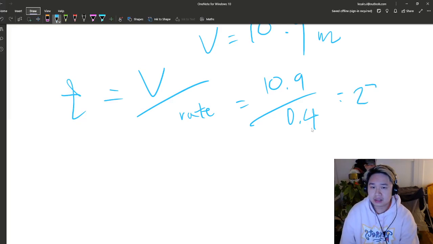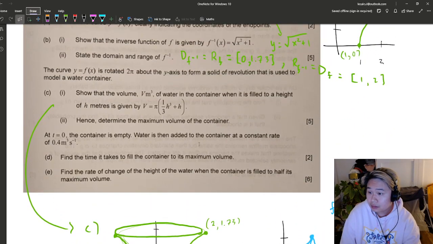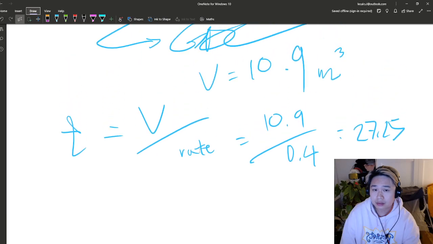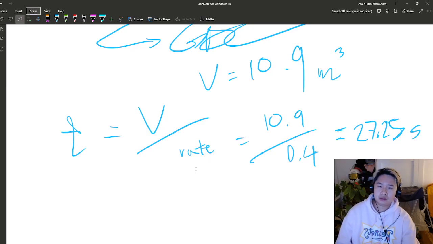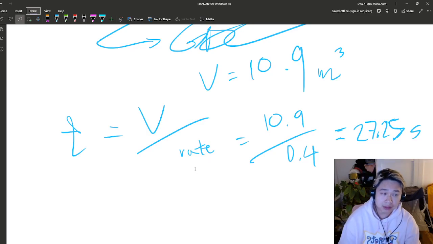Okay, 27.25. And what's the units? Seconds? Okay, and then this is an exact answer, so I don't necessarily need to round it to 3 significant figures. But you could, and I don't think they'll take off marks for it.